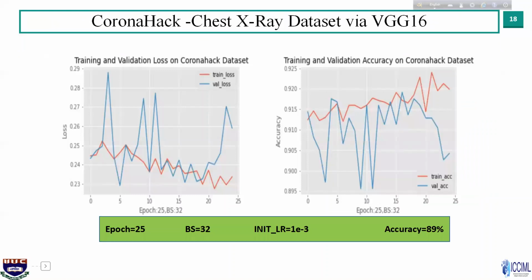Here is the Corner chest X-ray dataset via VGG16. The loss curve and accuracy curve are shown here, where we consider epoch 25, batch size 32, and initial learning rate 0.001, and we finally get accuracy 89%.